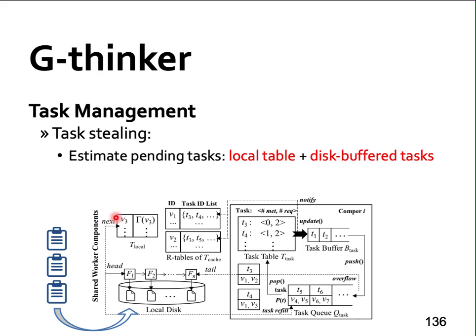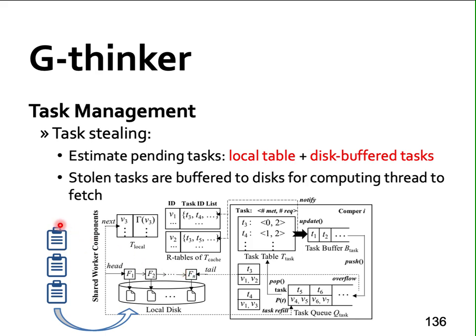For task stealing between machines, we will estimate the pending tasks in each machine from the capacity of the local vertex table and the task files buffered on the disk for deciding effective task stealing plans. Tasks stolen from other machines are appended to our file list on the disk to be refilled into task queues of computing threads.